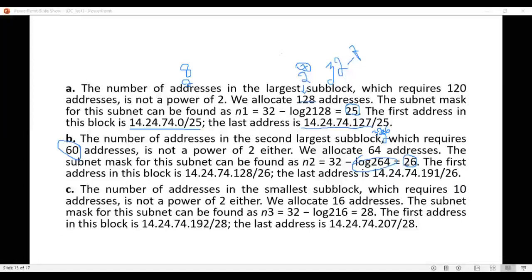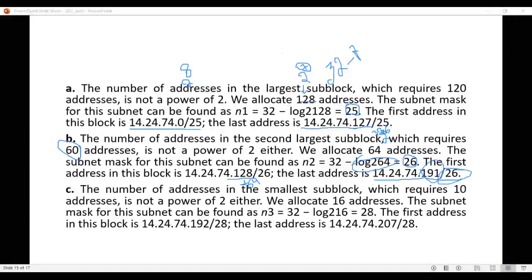The first address in this block will be, see, till 127 the subnet 1 will occupy the addresses. From 128 you can start the second subnet. 128 plus how many addresses are we going to allocate? That is 64, isn't it? 128 plus 64 is 192. So you can have 128 to 14.24.74.191. Till this address you can allocate, and the slash notation or CIDR is 26.